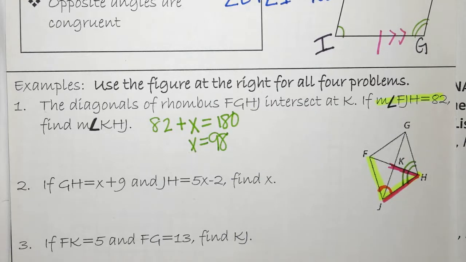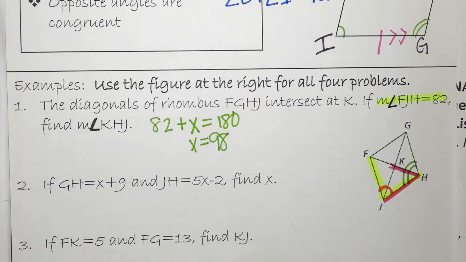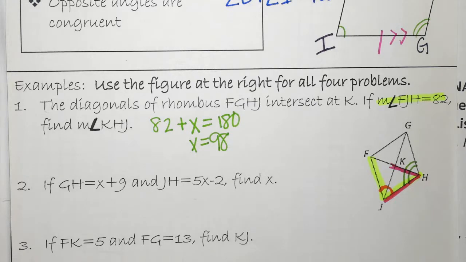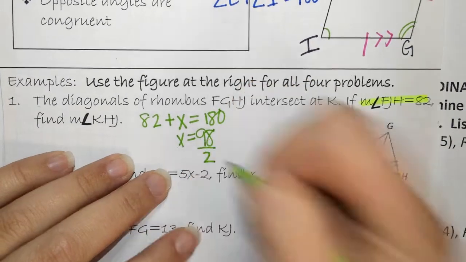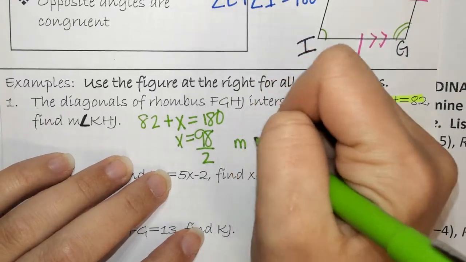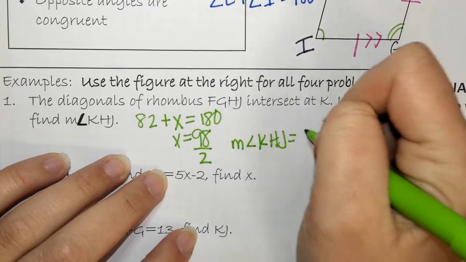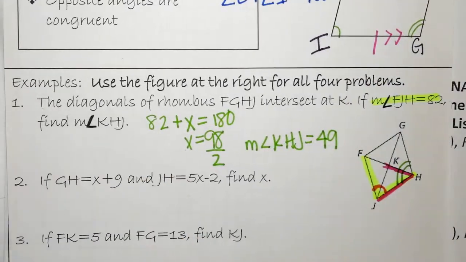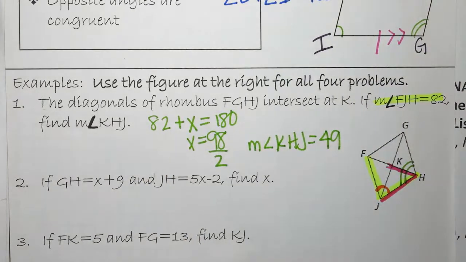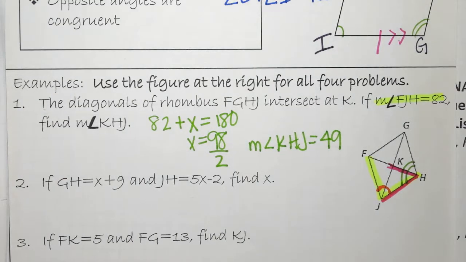Now, that gives me that entire angle. But do I need the entire angle? What do I need? How would I find half? Alright, do that. Did you get 49? Look at us go.